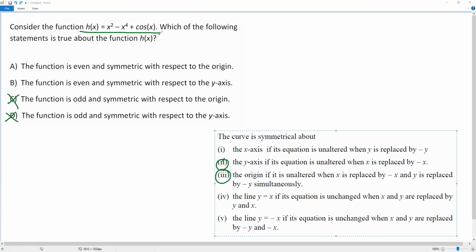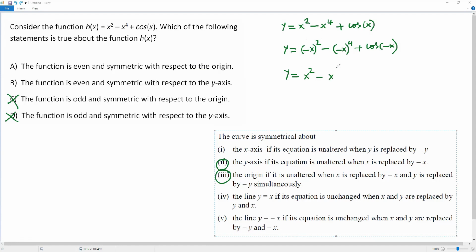Now let me consider the given function. Usually in functions, h of x represents the y coordinate, so we can replace h of x by y. Then the given function becomes y equals x squared minus x to the fourth power plus cosine of x. Now let's verify the second point. Let me replace x by negative x on the right side. Then we get y equals negative x whole squared, minus negative x whole to the fourth power, plus cosine of negative x. Negative x whole squared is x squared, negative x whole to the fourth power is x to the fourth power, and cosine of negative x is cosine x.